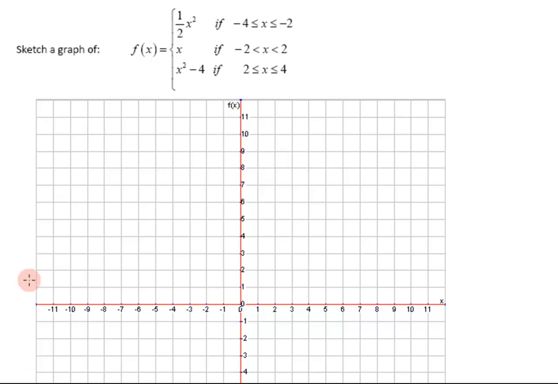Alright, in this example we're going to sketch piecewise functions with polynomials. It's kind of helpful to first identify what type of polynomials we have. Here we have a parabola, right? A linear function, and another parabola. So that helps in graphing.